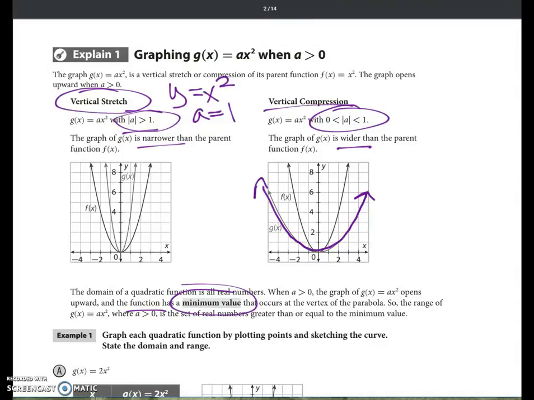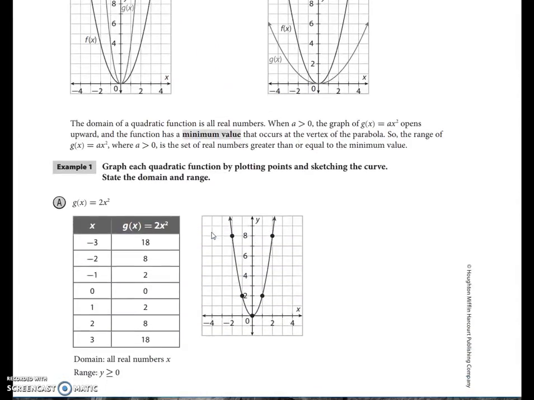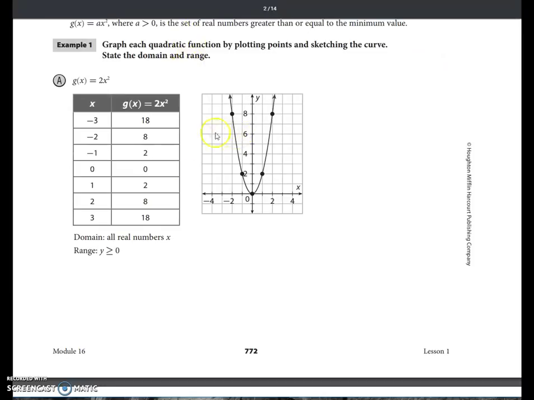That's what we would need to understand about a when a is positive. Okay, and so then we can look at a specific example and see that when a has a value of 2, then you would get a parabola that is a little bit narrower than the parent function. The parent function, again, when we're talking about parabolas, we're talking about y equals x squared. That function goes to the points 1, 1, and negative 1, 1.